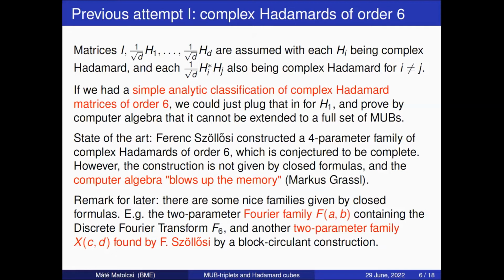Right. So there are 2 problems, as you see. First, even if you could do it, you would still have to prove that this parametrization of Szöllősi basically gives the full set of Hadamards, which is probably close to the truth, but we can hardly exclude exceptional points and so on. But nevertheless, let me make a remark here, which will be used later. There are some nice families given by closed formulas. For example, the two-parameter Fourier family, F_AB, which contains the discrete Fourier transform matrix, F6, and another two-parameter family also found by Szöllősi, found by a block circulant construction.